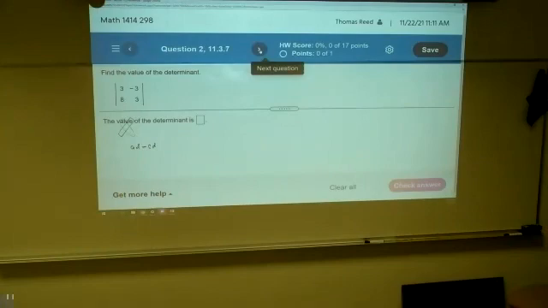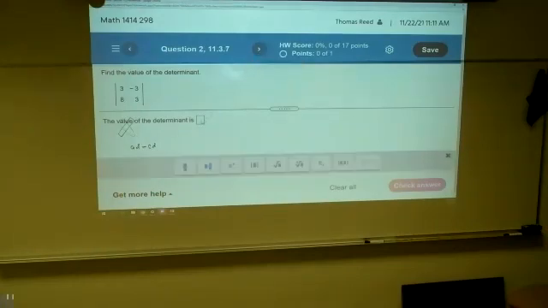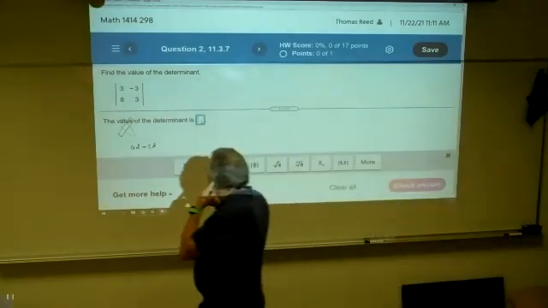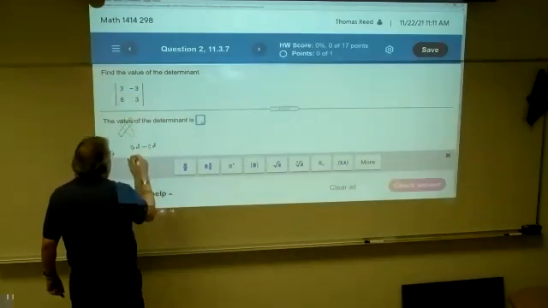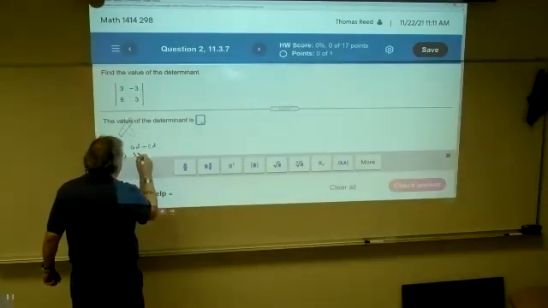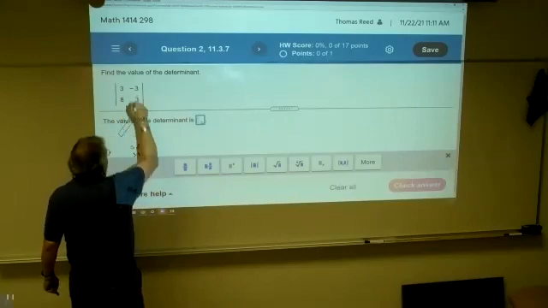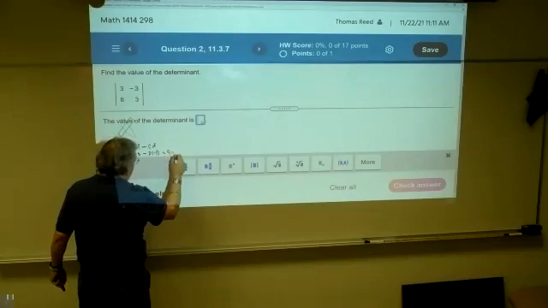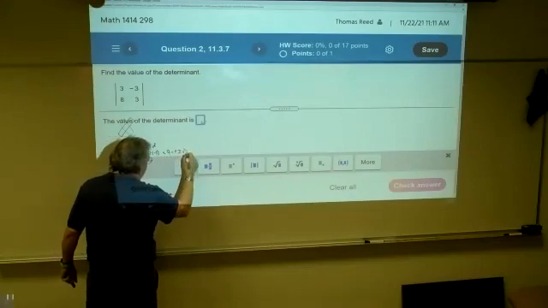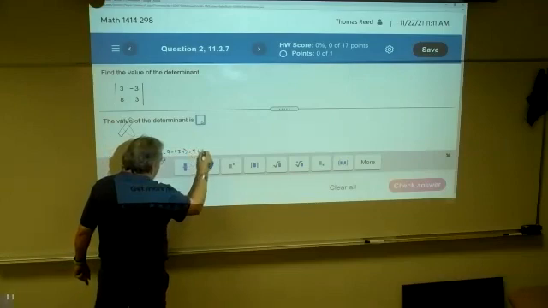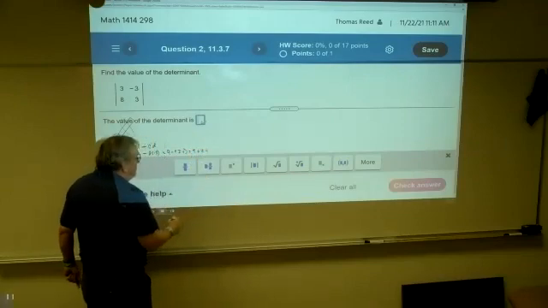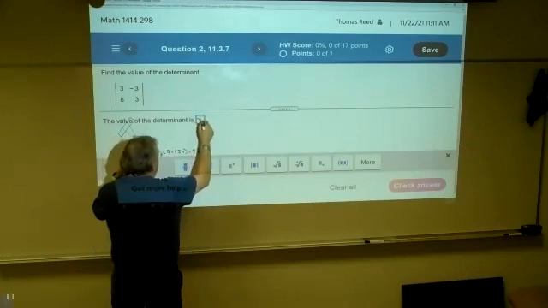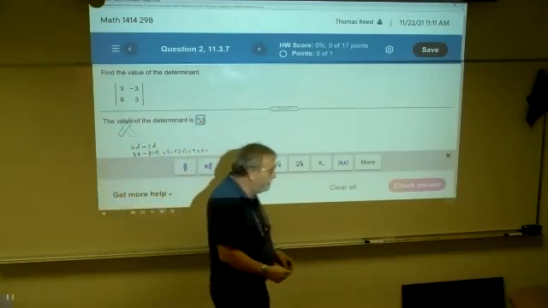So we find the determinant here. What is it? We do the multiplies. Since A and D are 3, this is going to be 3 times 3, and we're going to subtract the 8 times the -3, which gives us 9 minus a -24, which is 9 plus 24. So this is 33. The determinant here is 33.